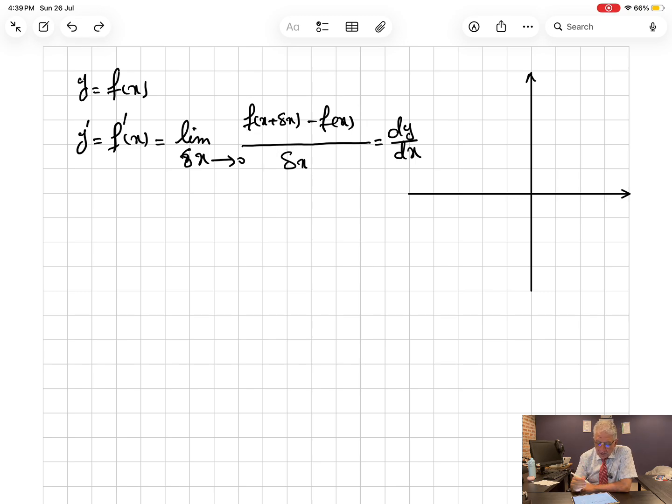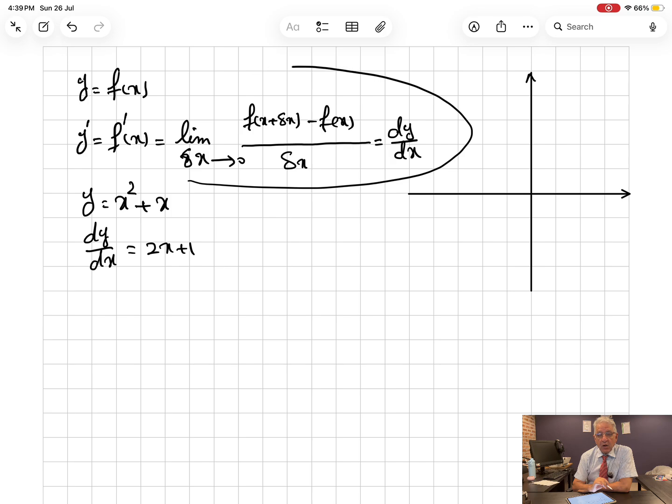Now, we have done a question like that, where f of x was equal to x squared. If you remember, we said y equals x squared plus x, and we found the derivative dy by dx, and it was 2x plus 1. We used this definition to do that. Now, we are going to give rules so that we don't need to do all the limits, because it is so long to do the calculation.